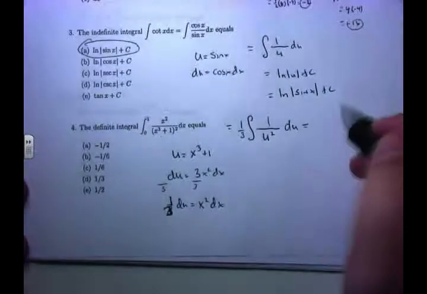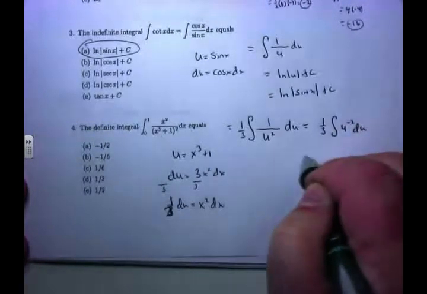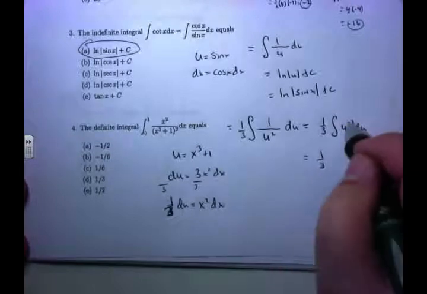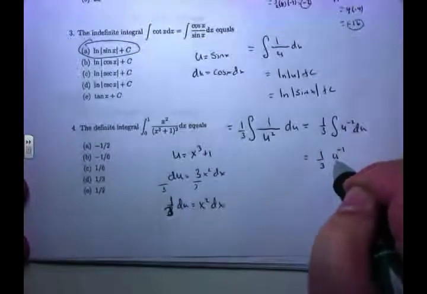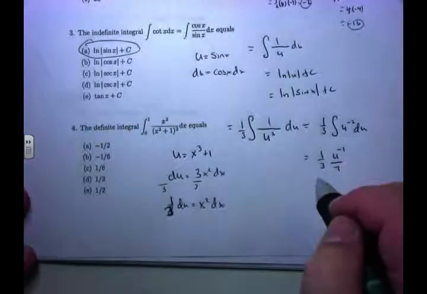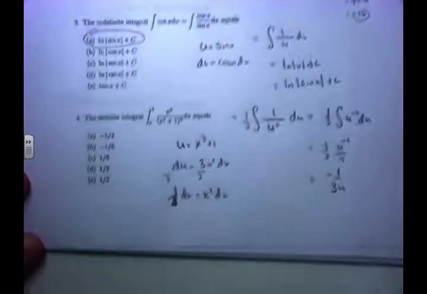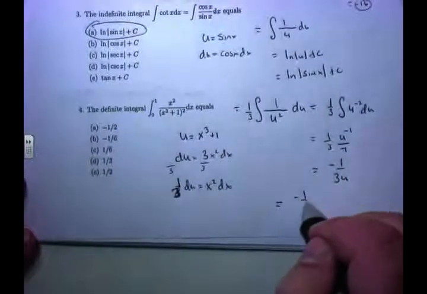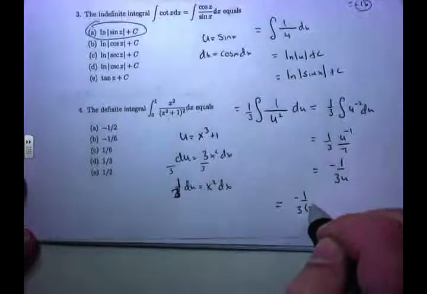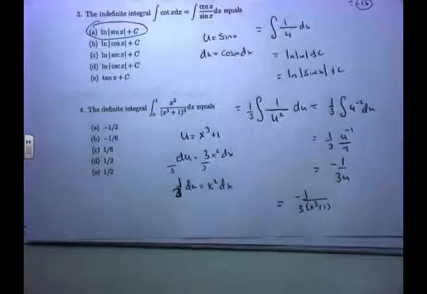So this is equal to 1/3 the integral of u to the negative 2 du. Clean them up first, then integrate them. 1/3 integral of u to the negative 2 is add 1 over add 1: u to the negative 1 over negative 1. Since I've got bounds, I won't put a plus C. So when I clean this up, this becomes negative 1 over 3u. And then I'm going to back substitute: negative 1 over 3 times (x cubed plus 1), because that's what u is. Now, if this thing did not have bounds, I would put a plus C, put a flag in it, and declare victory. But we've got bounds.